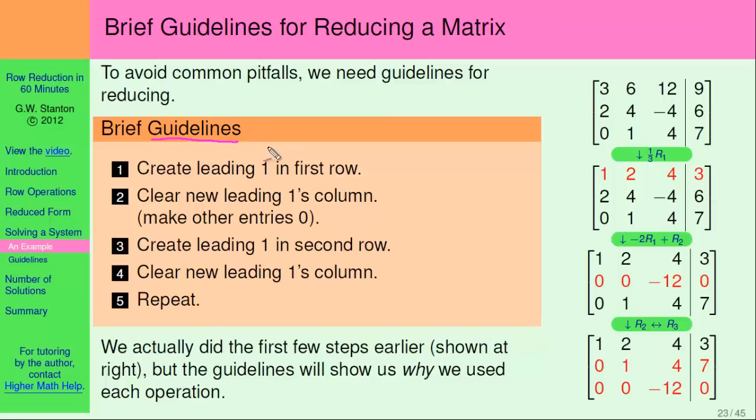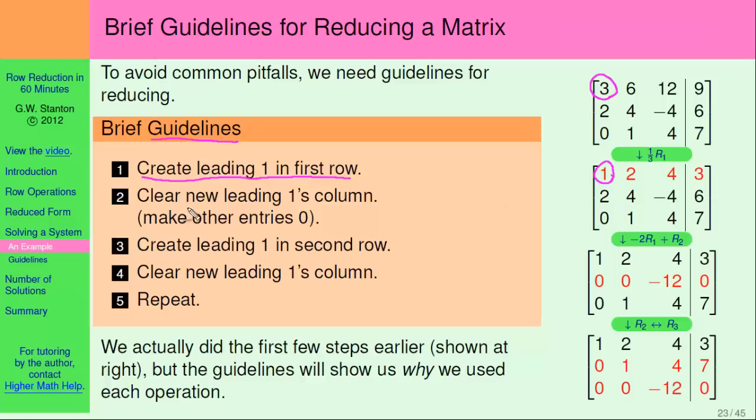Right now what we'll do is we'll just state each guideline as a goal so we understand what we're trying to do, and then next we'll talk about how to accomplish each goal in detail. The first goal then is to create a leading one in the first row. And so you can see that means turning this 3 into a 1 in our example.